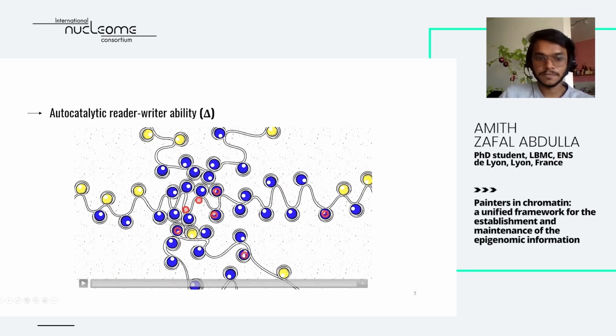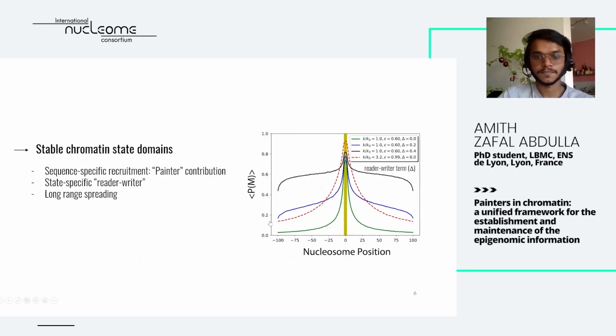And if we compare it to the previous states, the blue states are a bit more spread out from the painter or the sequence-specific recruitment state. To illustrate it better, we can look at the probability to be modified. Earlier we were looking at a single cell level, so now we'll be looking at an ensemble of cells, so an average quantity. This observable, probability to be modified, can be thought of as analogous to some ChIP-seq profile.